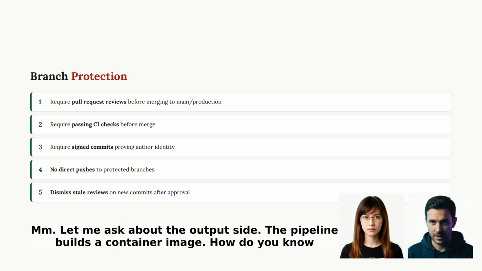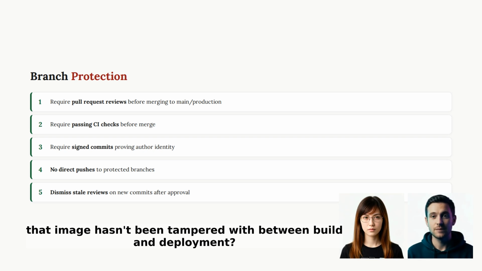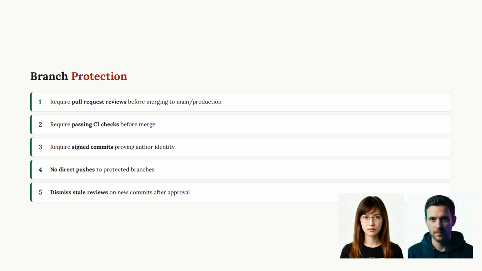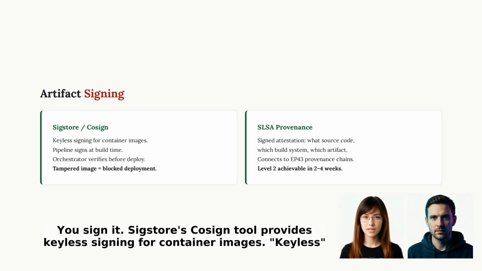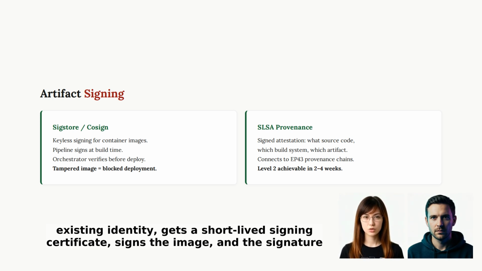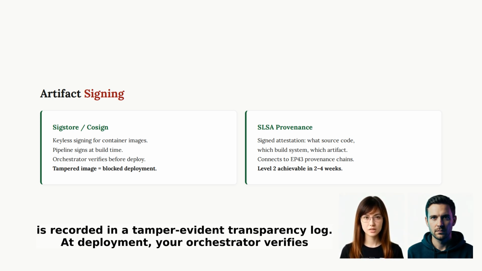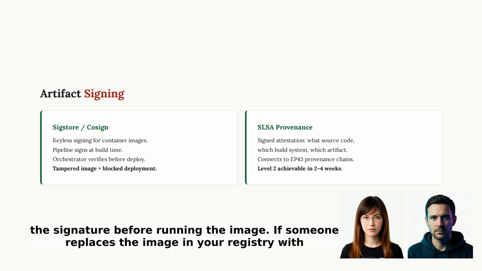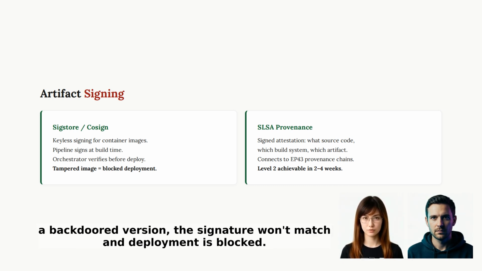Ugh. Let me ask about the output side. The pipeline builds a container image. How do you know that image hasn't been tampered with between build and deployment? You sign it. Sigstore's cosign tool provides keyless signing for container images. Keyless means you don't have to manage a long-lived private key. The pipeline authenticates with its existing identity, gets a short-lived signing certificate, signs the image, and the signature is recorded in a tamper-evident transparency log. At deployment, your orchestrator verifies the signature before running the image. If someone replaces the image in your registry with a backdoored version, the signature won't match and deployment is blocked.